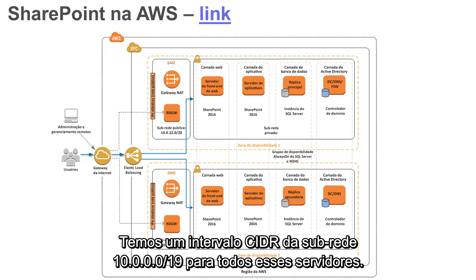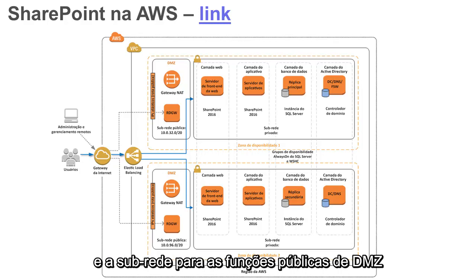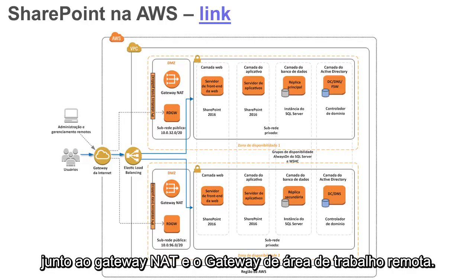So we have a subnet CIDR range 10.0.0.0/19 for all of these servers, and then we would carve up the subnets for each of the individual application roles, as well as carve up the subnet for the public DMZ roles that you see over here on the left with the NAT gateway and the remote desktop gateway.